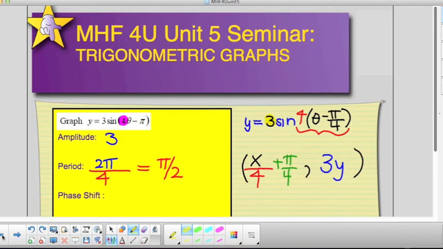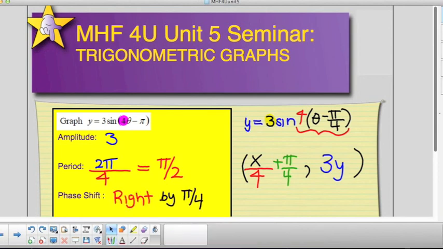Period, 90 degrees. Now my phase shift. I know I'm shifting to the right by pi over 4, which is very important when you're figuring out how to draw your graph. Okay, so we understand now amplitude, period, phase shift. We understand mapping relationship. Let's look at a step-by-step process to figure out how to draw the graph of this function.